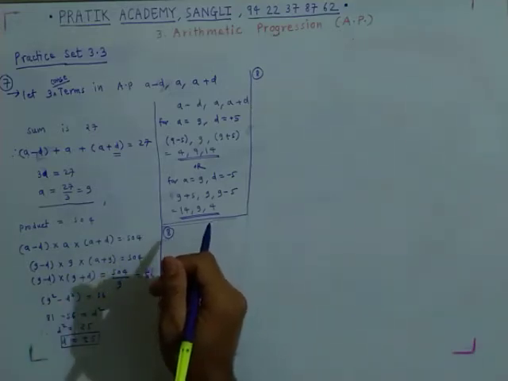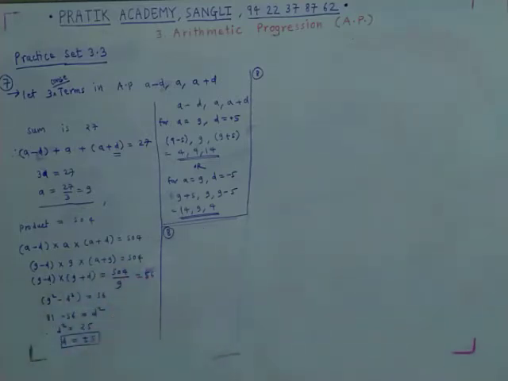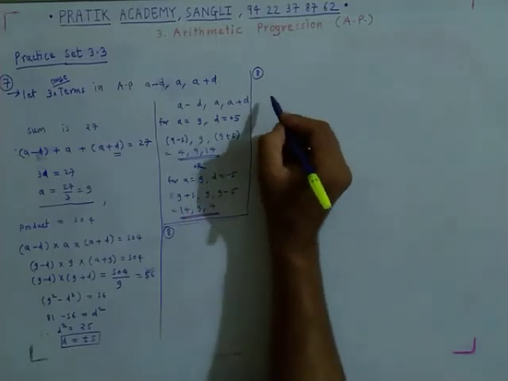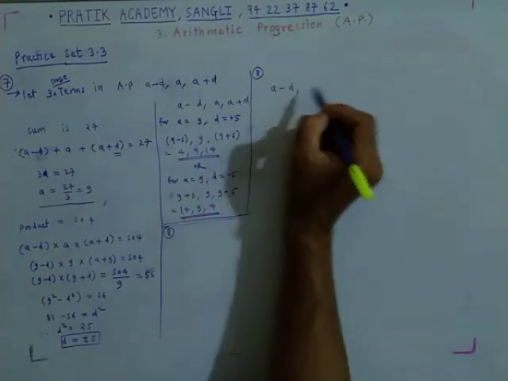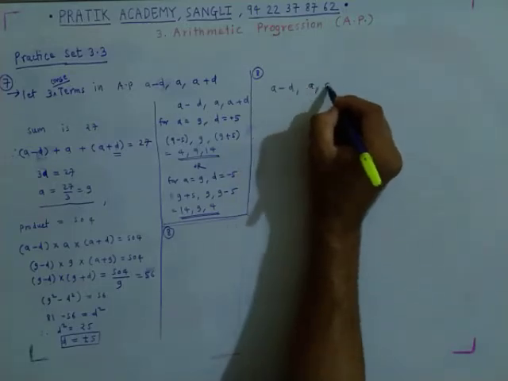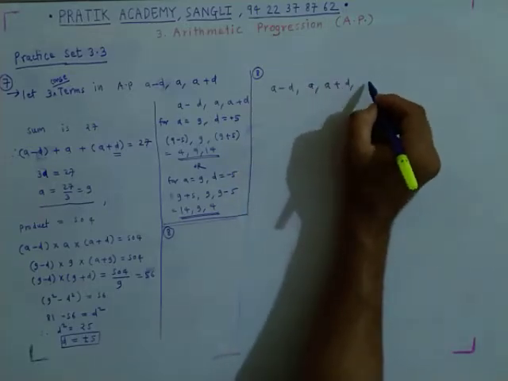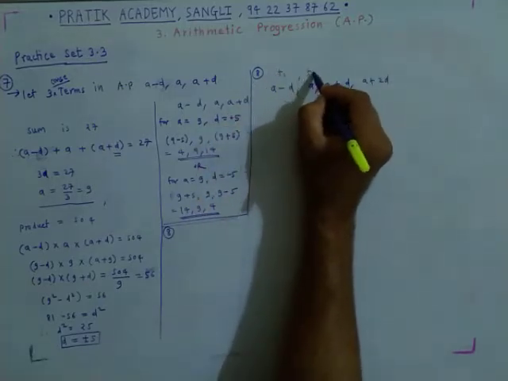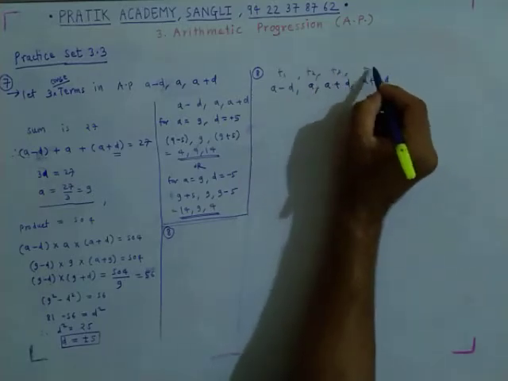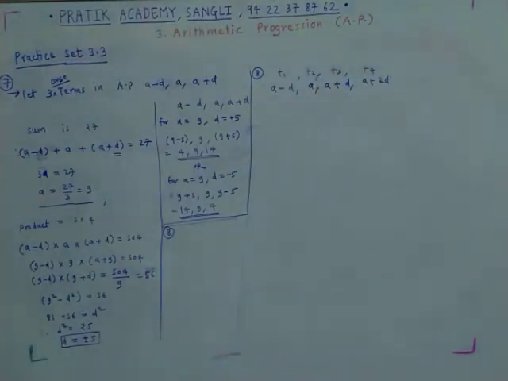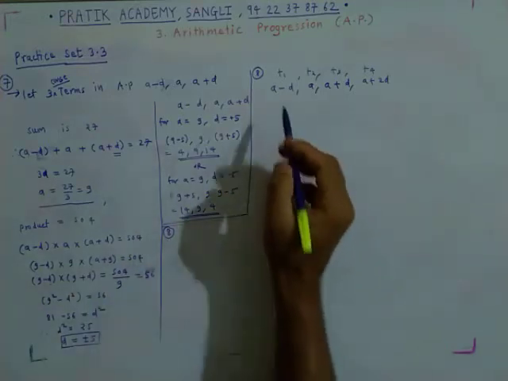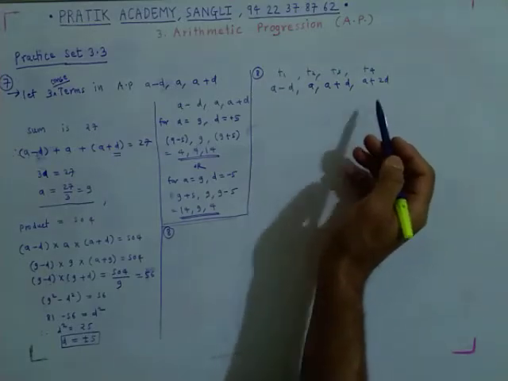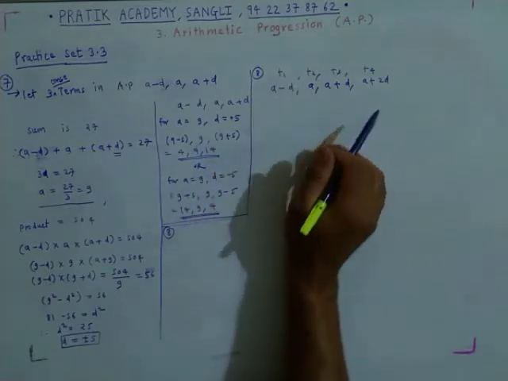Let's use this data. Okay, so let's take the 4 consecutive terms as a minus d, a plus d and a plus 2d. So this is our t1 term, this is t2 term, this is t3 term, this is t4 term. Okay, so they have given these terms to assume in AP, so we have taken these terms.